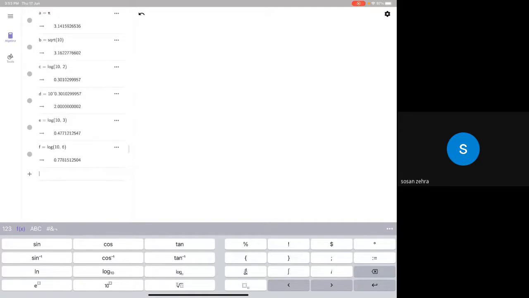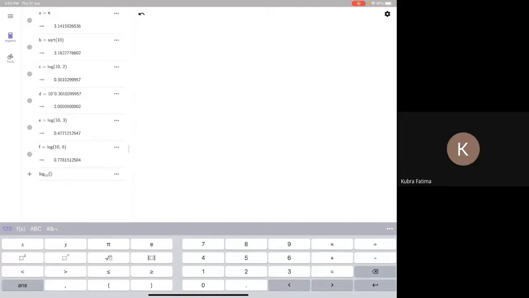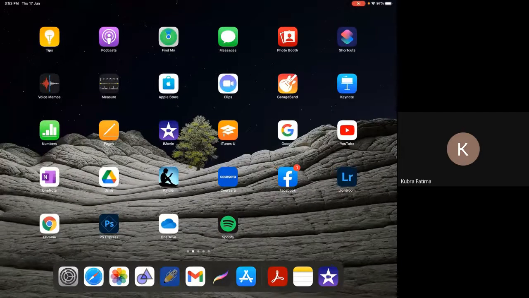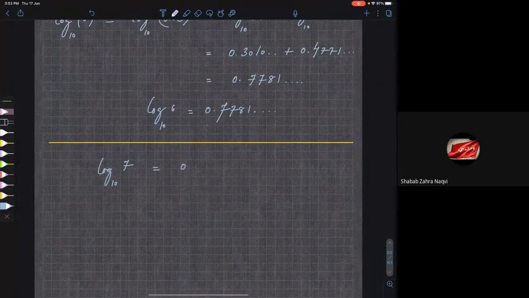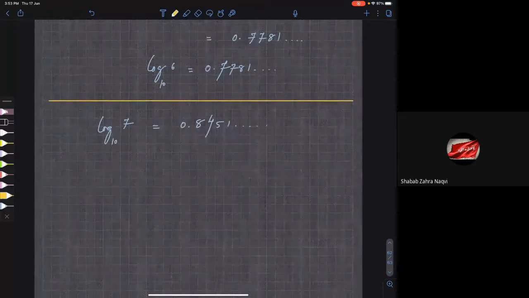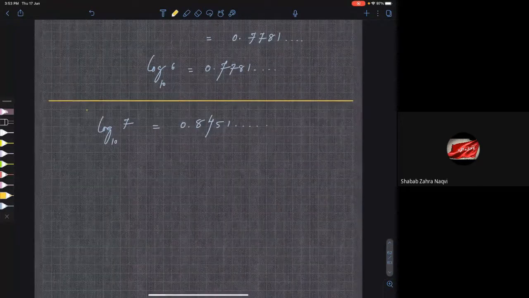So log 7 is 0.8450. You write down 0.8451. It is 0.8451, right? If you round to 4 digits, 0.8451. So you have to remember the value of log 7 also. Okay. Now after 7, what do you have?